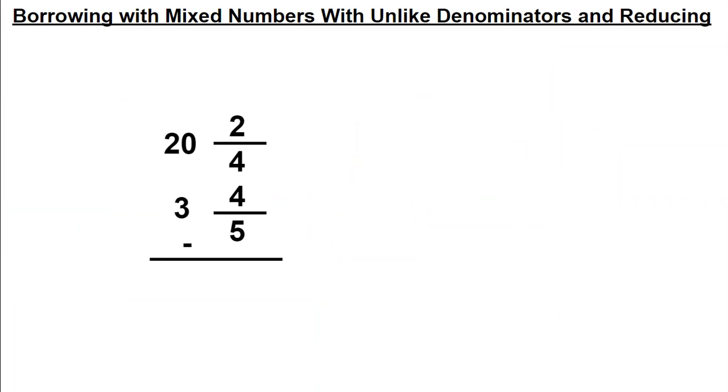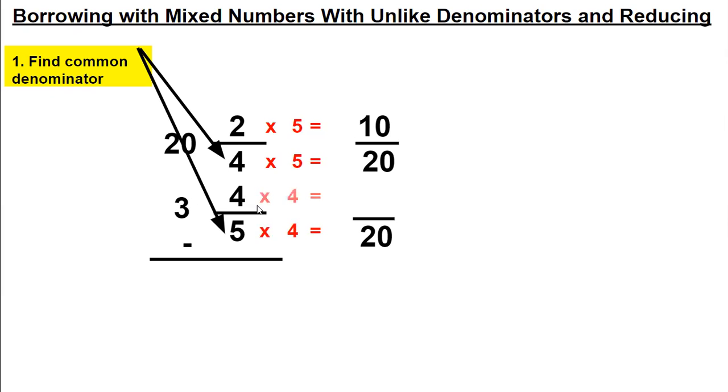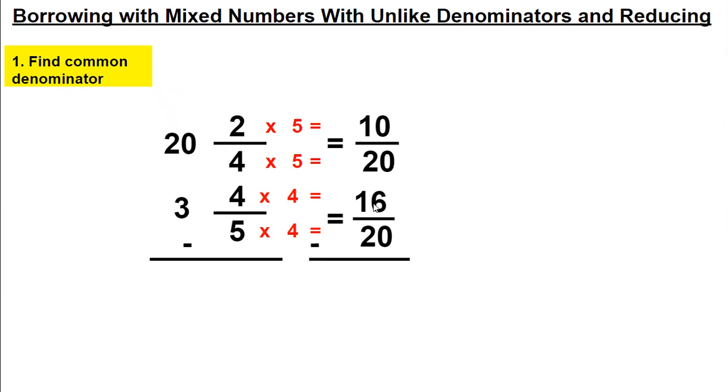So the bottom numbers are different. We're going to use 20 for our least common multiple. 4 times 5 is going to give me 20, and 2 times 5 is going to give me 10. On the bottom, 5 times 4 is going to give me 20. So 4 times 4 is going to give me 16. Notice how my bottom number 16 is bigger than my top number 10. I can't take 16 from 10, so I have to borrow.